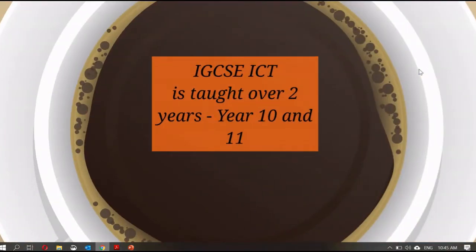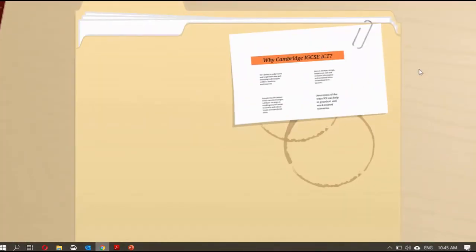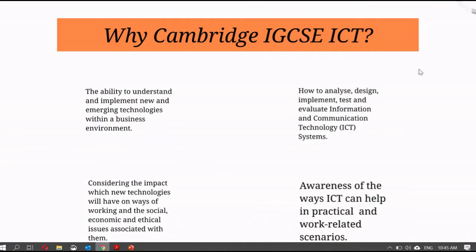So let's look at the fact that IGCSE ICT in our school will be taught over 2 years, year 10 and year 11. And if you look at why we've chosen Cambridge IGCSE ICT and not Pearson, it's because this course is much easier for you. You will get a better grade, inshallah. And we have the ability to understand and implement new and emerging technologies because this is part of the course, and we can also understand the impact that new technologies have in our everyday lives, and we are going to learn basic skills in ICT that will help you in practical and work related scenarios in your future, inshallah.